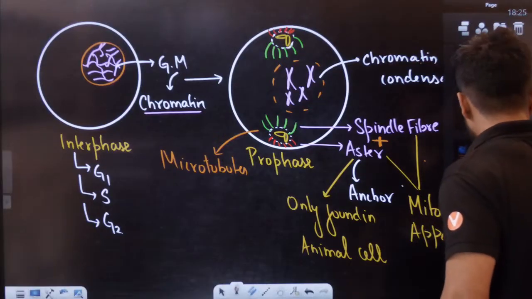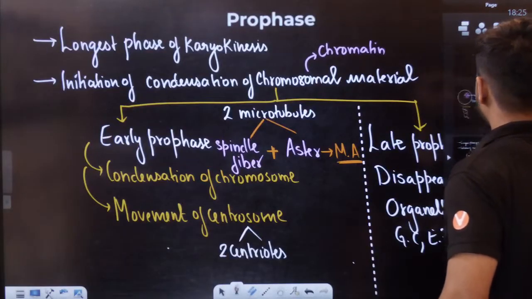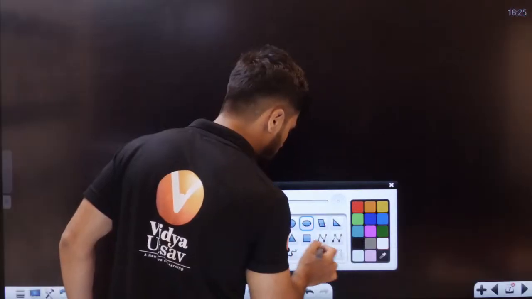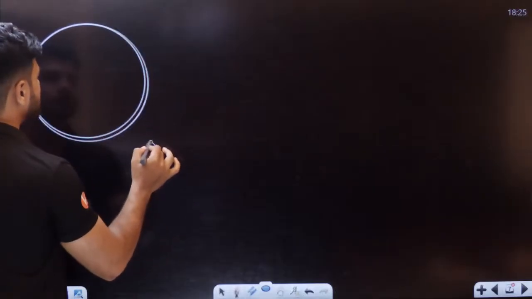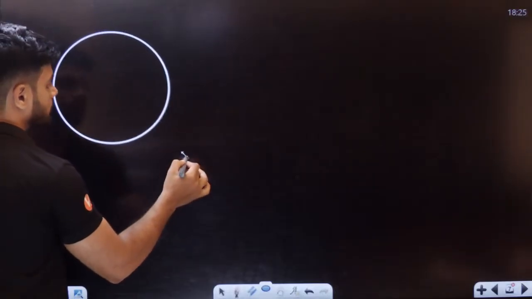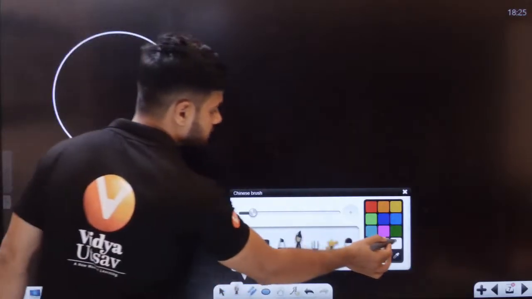Now let's draw a diagram from here itself. It'll be easy for all of you. Now what happens? Understand, students. Now let's draw one more cell here. This right here is metaphase.